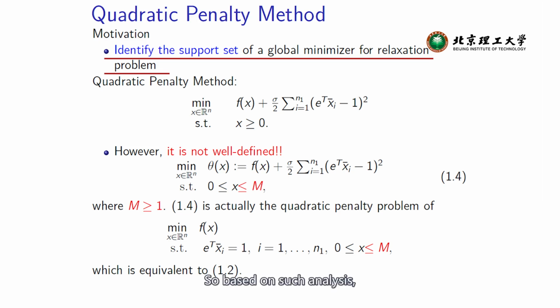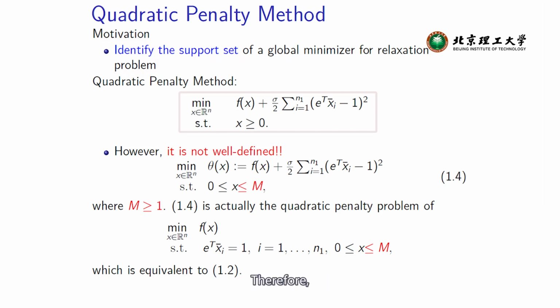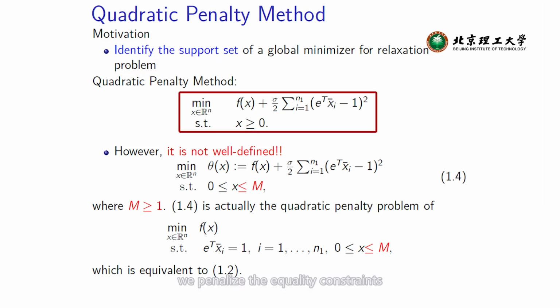So based on such analysis, the equality constraint is not that important. It may not be necessary to restrict these elements X to 0 and 1. We may give them more freedom to change in order to identify the support set. Therefore, we penalize the equality constraints into the objective part by the quadratic penalty method, and we solve the remaining subproblem here, okay? The non-zero part, we also keep as constraints.